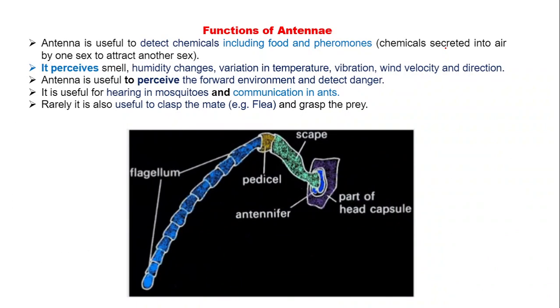Functions of antenna. Antenna is useful to detect chemicals, including food and pheromones. Pheromones are the chemicals secreted into the air by one sex to attract the opposite sex, and it is generally secreted by female insects. Antenna perceives smell, humidity changes, variation in temperature, vibration, wind velocity, and direction.